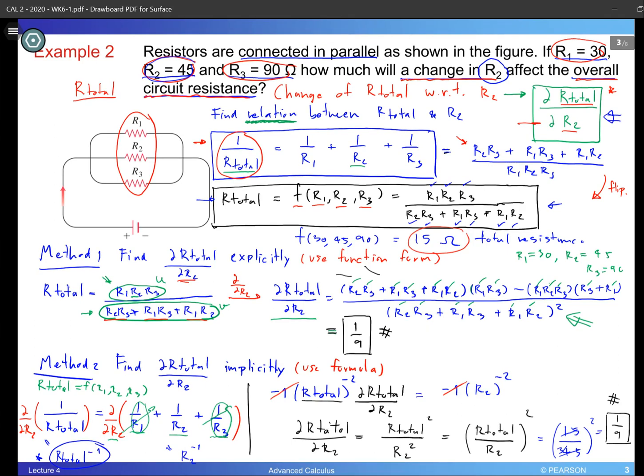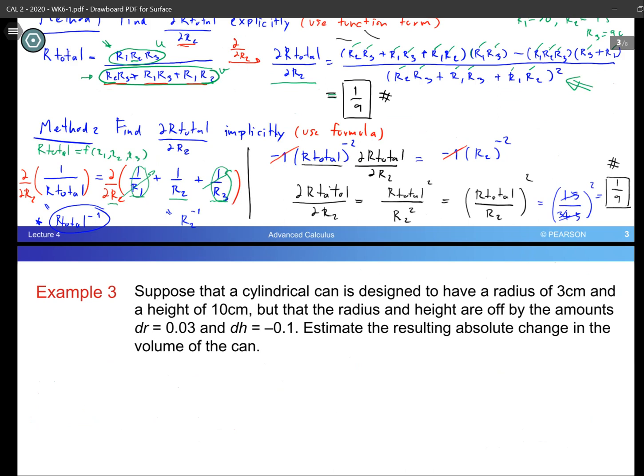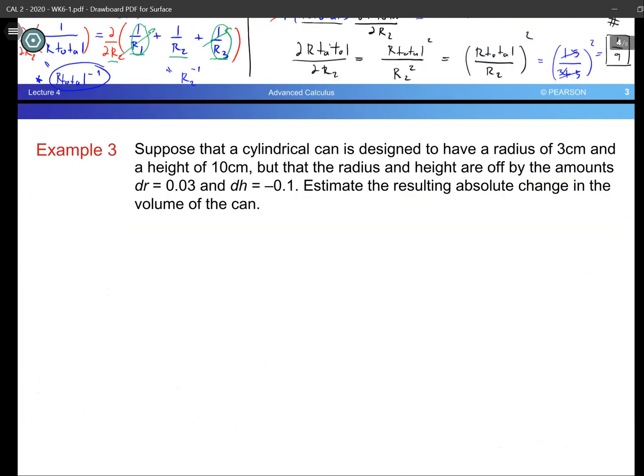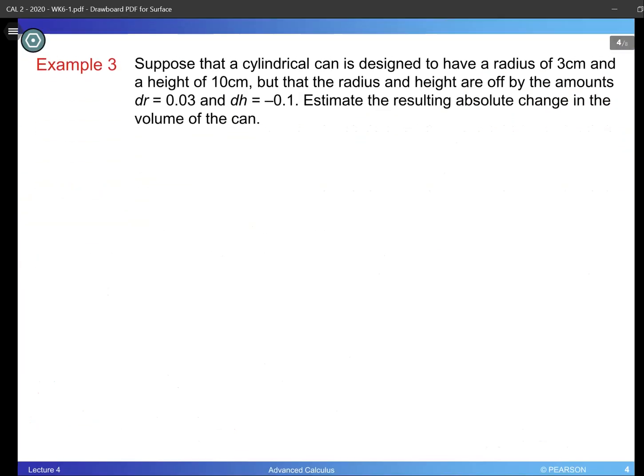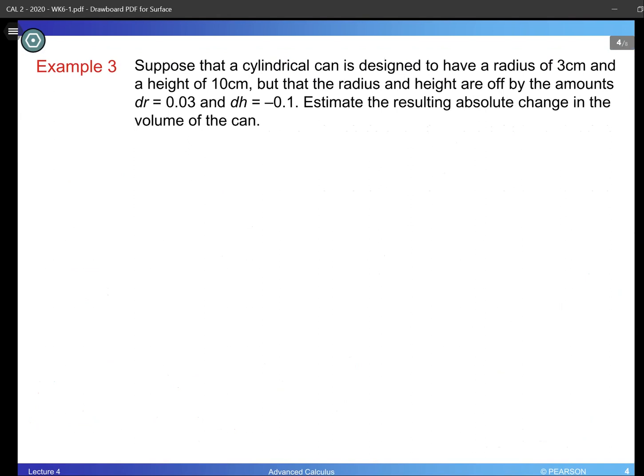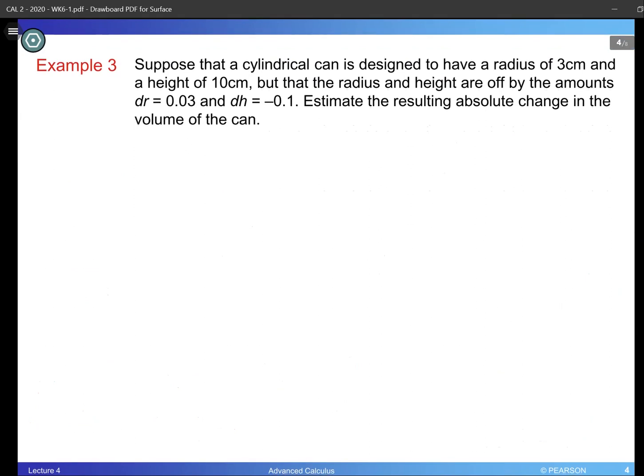Now let's move to example number 3, where we also have a problem related to engineering applications. Alright, so let's take a look at the information that we have right here. Here we are looking at a design of a cylindrical can. So we are working with a cylinder here, and this cylinder is supposed to have a radius of 3 centimeters and a height of 10 centimeters.